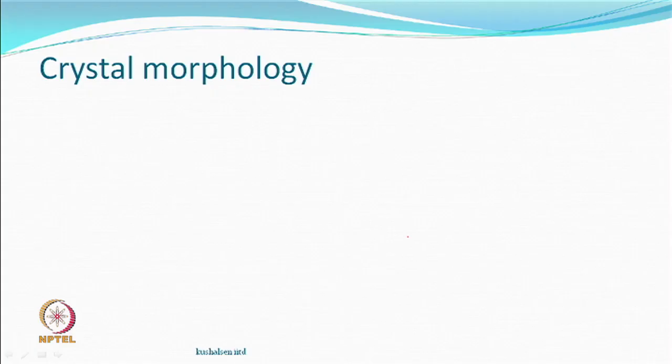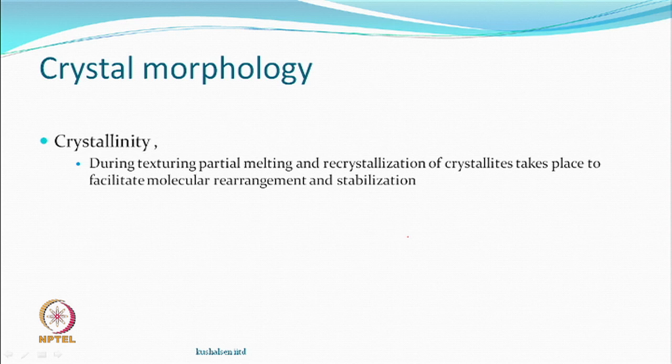So, next in the material configuration, material parameters that could affect texturing, we said morphology, crystal morphology. Okay. So, one of them is called crystallinity. So, you understand crystallinity, how do you measure crystallinity? How does one measure crystallinity?